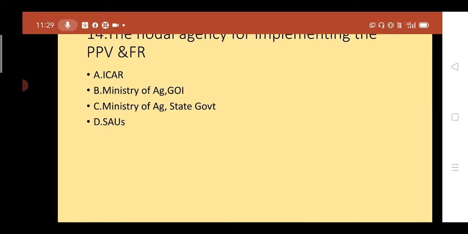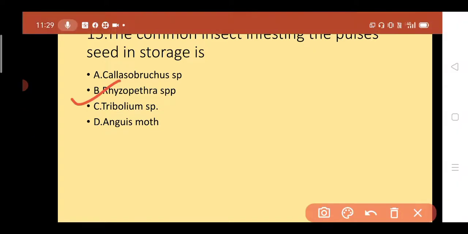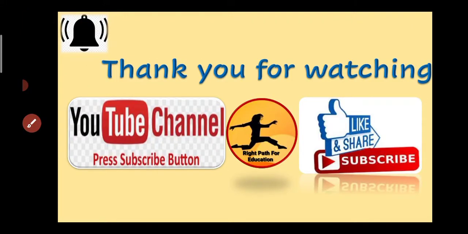Answer is B. Next question: the common insect infesting the pulses seed in storage is, correct answer is A, that is Callosobruchus species. These are the 15 questions of seed science and technology.